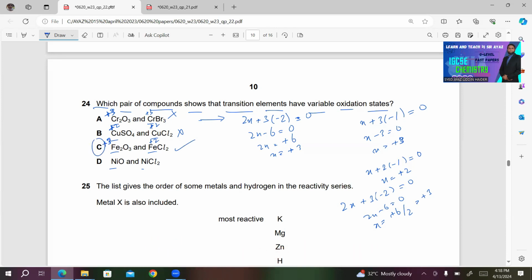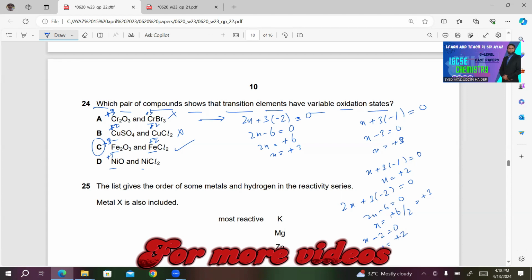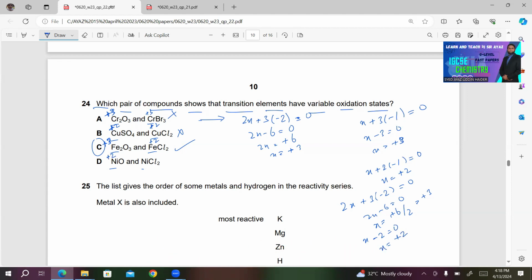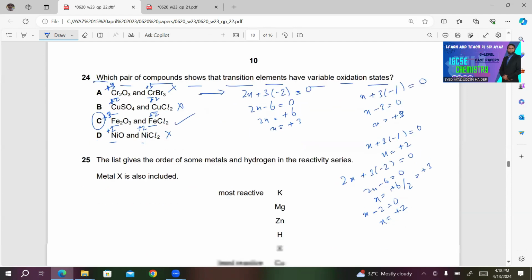For your convenience, I am doing the last one. NiO. We have x for Ni. -2 gives 0, or x equal to plus 2. So it must be carrying plus 2. What about NiCl2? Again carrying plus 2. So this is also incorrect. C will be the right answer for this multiple choice question.